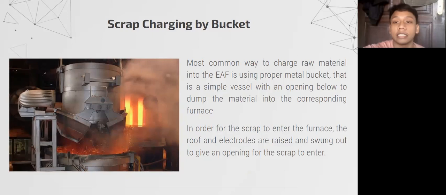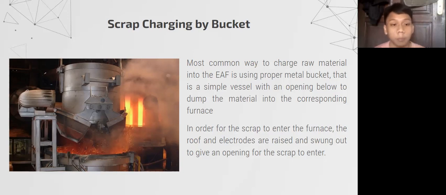The most common way to charge the raw material into the electrical arc furnace is using a metal bucket. As we can see in the picture, that is the metal bucket used to charge the material into the furnace. The bucket is simply a vessel with an opening below to dump the material into the furnace. We can see in the picture that the bottom part of the bucket is open, which indicates that the material is being charged. In order for the scrap to enter the furnace, first the roof and the electrodes are raised and then swung out to give an opening. After the opening is open, the bucket's bottom opening is opened, and the raw material enters the furnace.